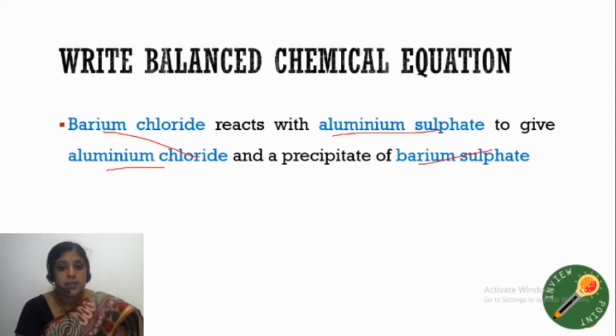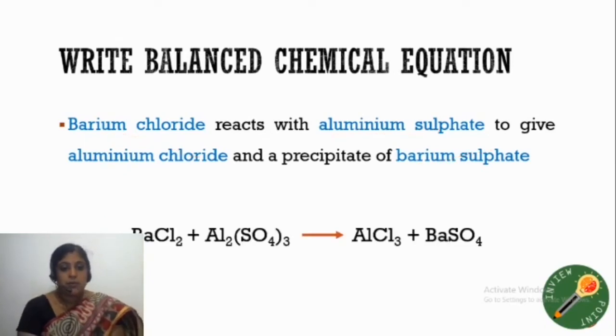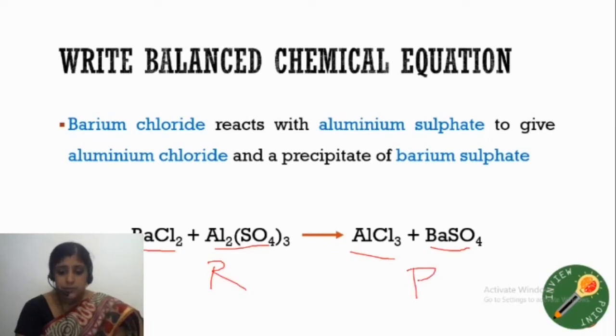So, what is the chemical equation? It is a representation of the chemical reaction using symbols and formulae of the substances, right? So write the formula of these reactants and products. The chemical formula for barium chloride is BaCl2, Al2(SO4)3 is aluminum sulfate, AlCl3 is aluminum chloride, BaSO4 is barium sulfate. So these two are the reactants and these two are the products. Now we have to make this a balanced chemical equation.